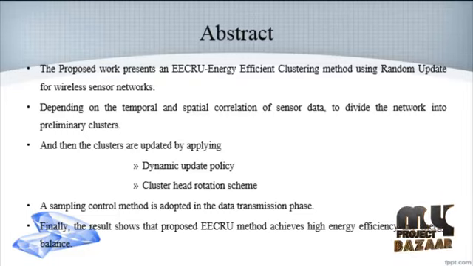So the proposed work presents the WCRU, an energy efficient clustering method using random update for wireless sensor networks. It depends upon the temporal and spatial correlation of sensor data to divide the network into preliminary clusters, and then the clusters are updated by applying the dynamic update policy and a cluster head rotation scheme. A sampling control method is adopted in the data transmission phase. Finally, the result is that the proposed WCRU method achieves high energy efficiency and high energy balance.